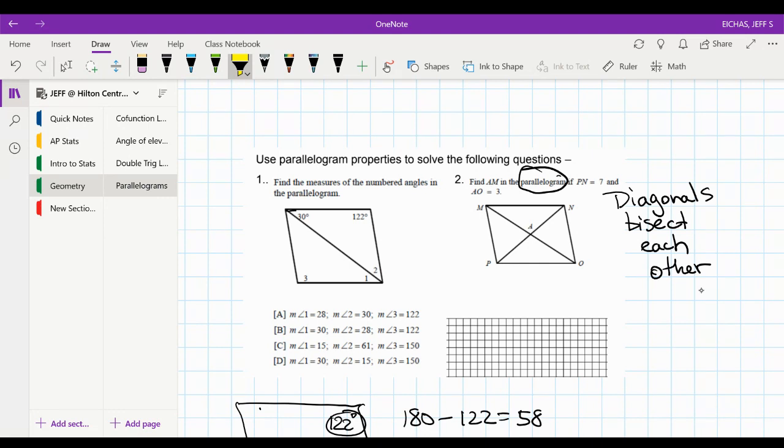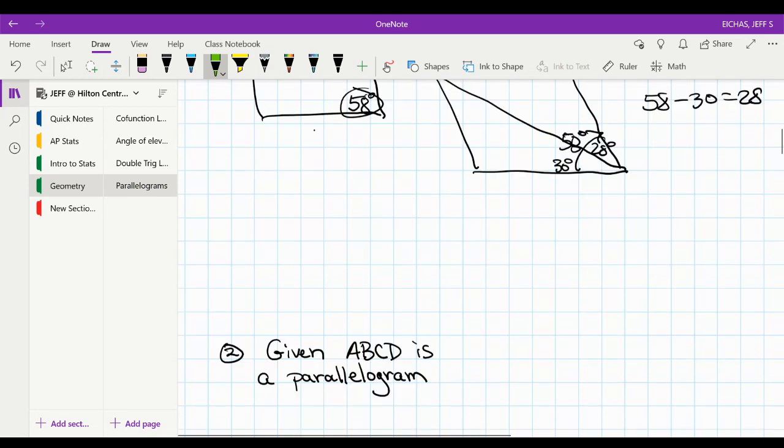All right, so what they're saying is P to N is 7. All right, that's all the way across. Since MO bisects it, right there's the middle. So these should be equal. P to A should equal A to N. So you can figure out what those are. A to O, all right, they told us A to O is 3. Since diagonals bisect each other, that should be the same as A to M. So use that information to solve number 2. Okay.